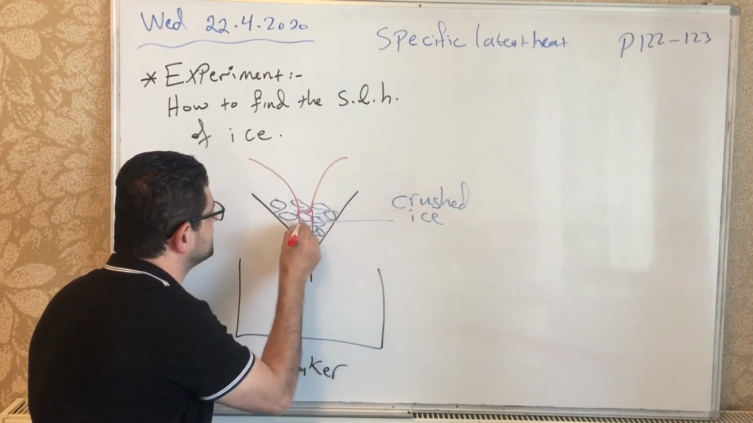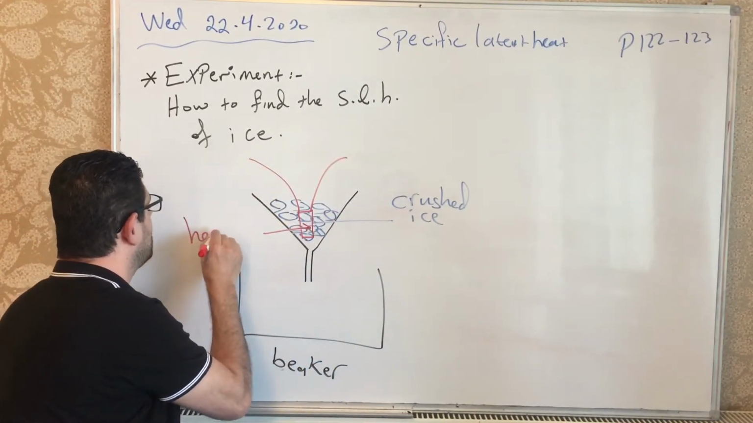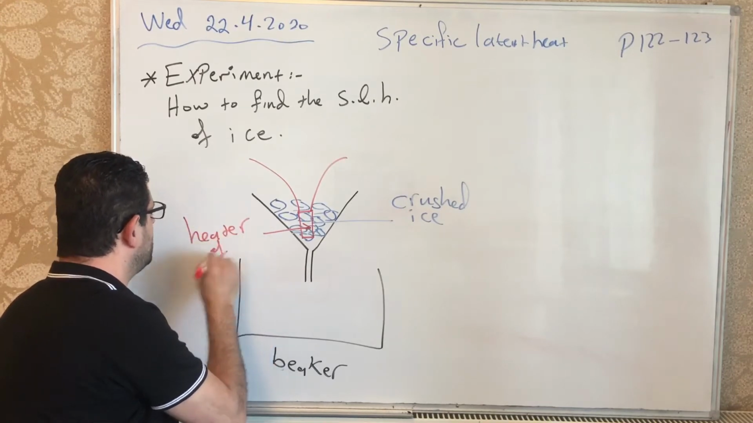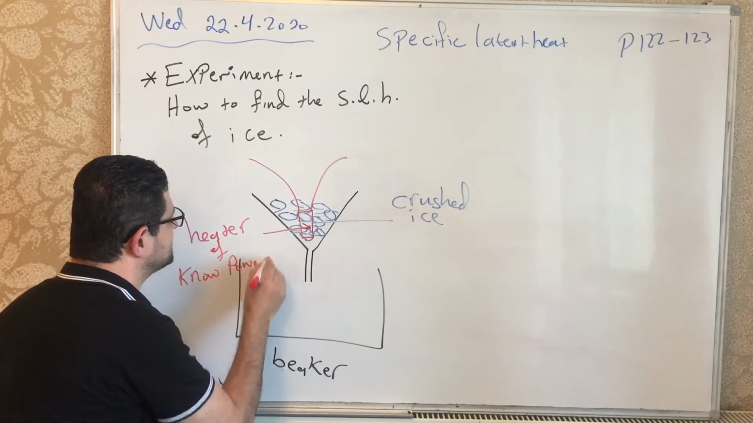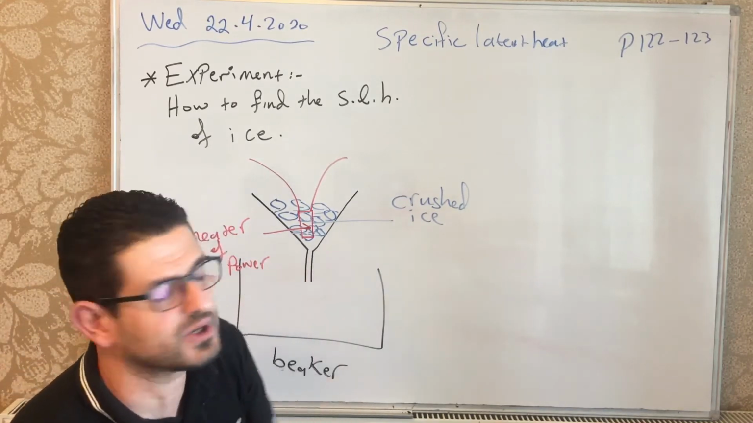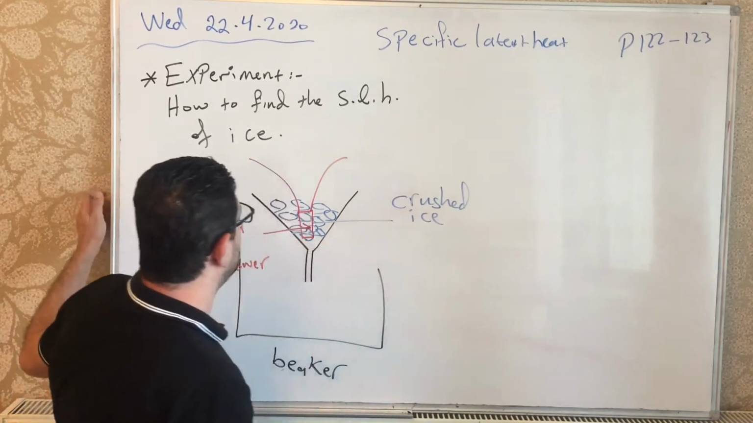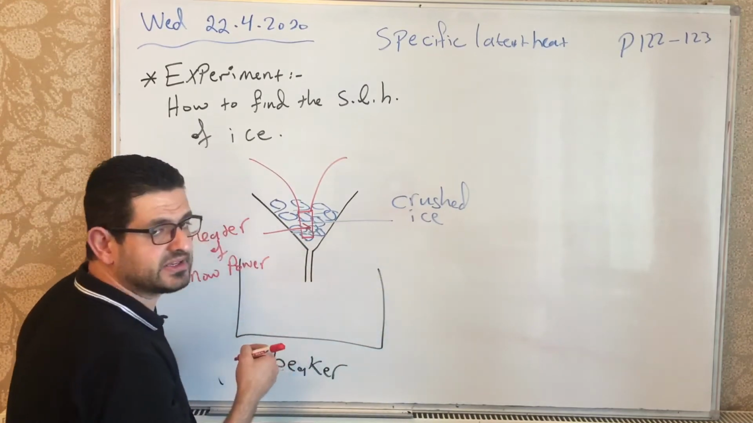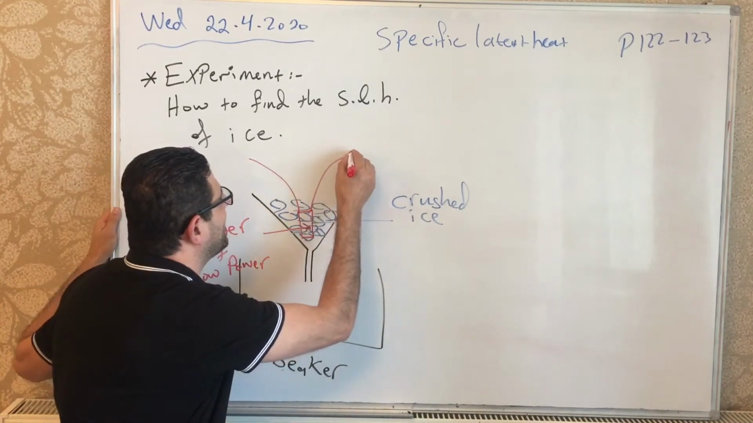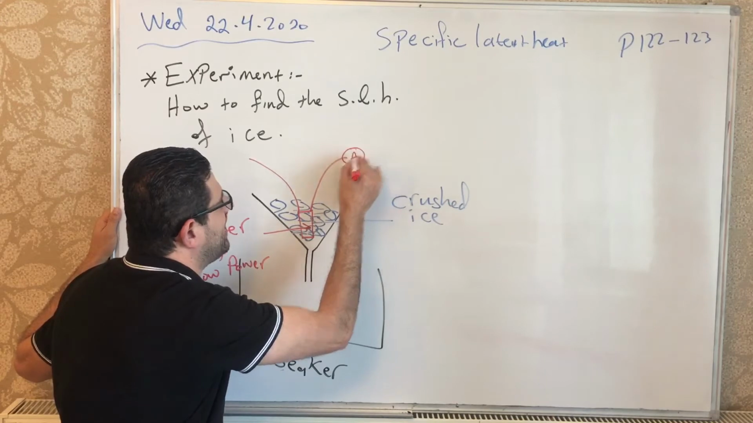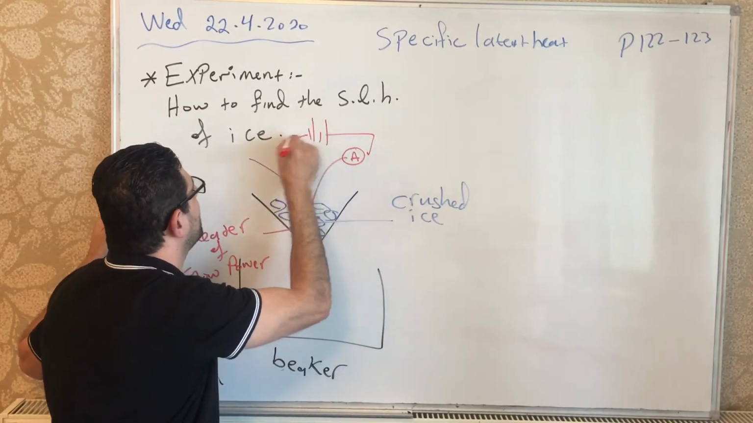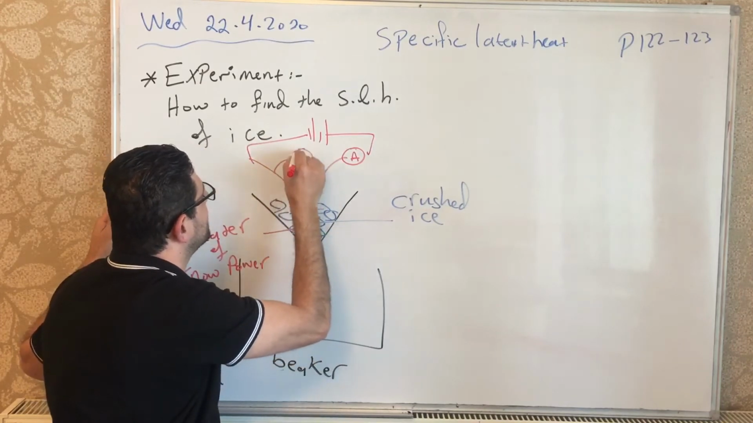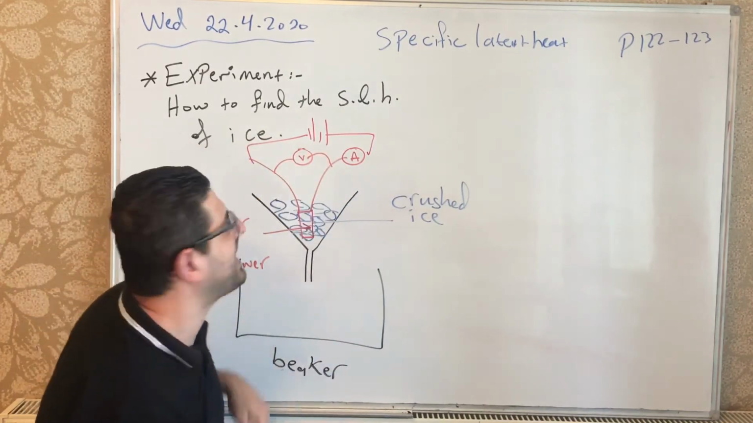I want a heater. This is the heater, of known power. And as we said, if the power is not known, we have a solution. Now, crushed ice. Again, if the power is not known, you can put an ammeter, battery, and voltmeter to calculate the power.